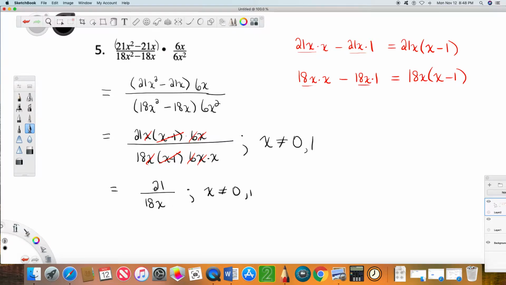Now, you have enough experience with numbers to look at 21 and 18 and realize that that can still be reduced. We can look at 21 as 3 times 7. I can look at 18 as 3 times 6. Don't forget my x there.